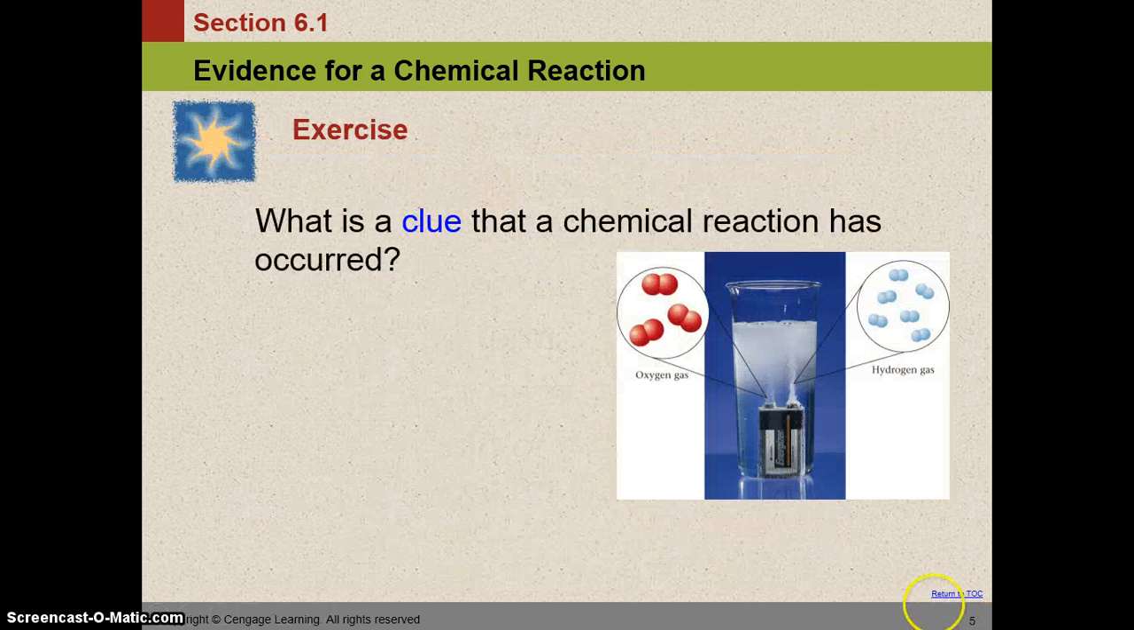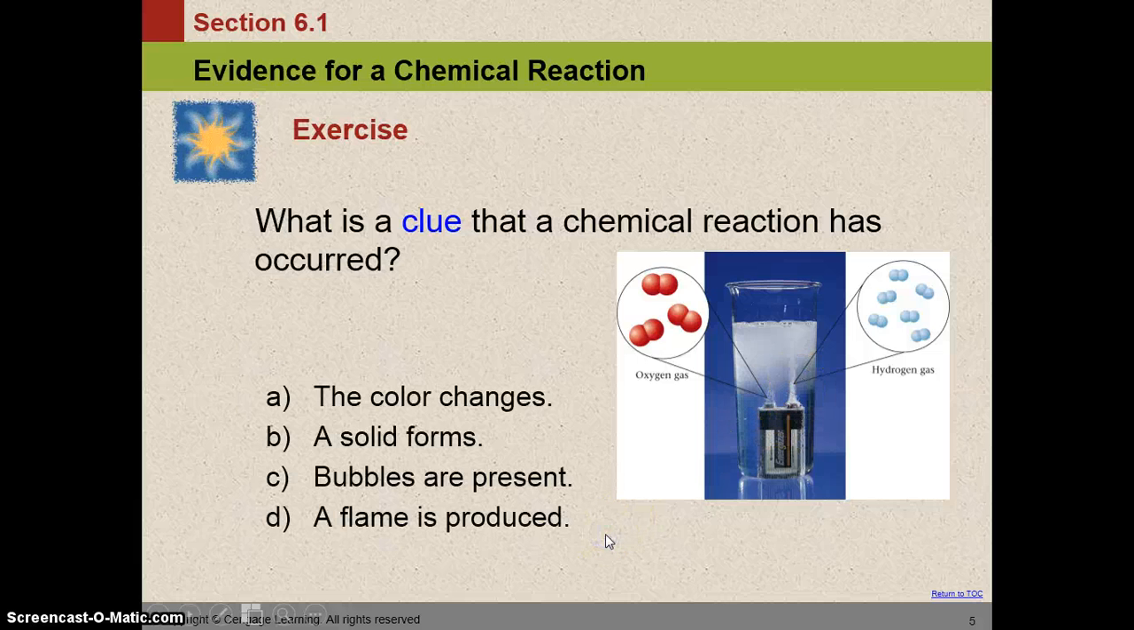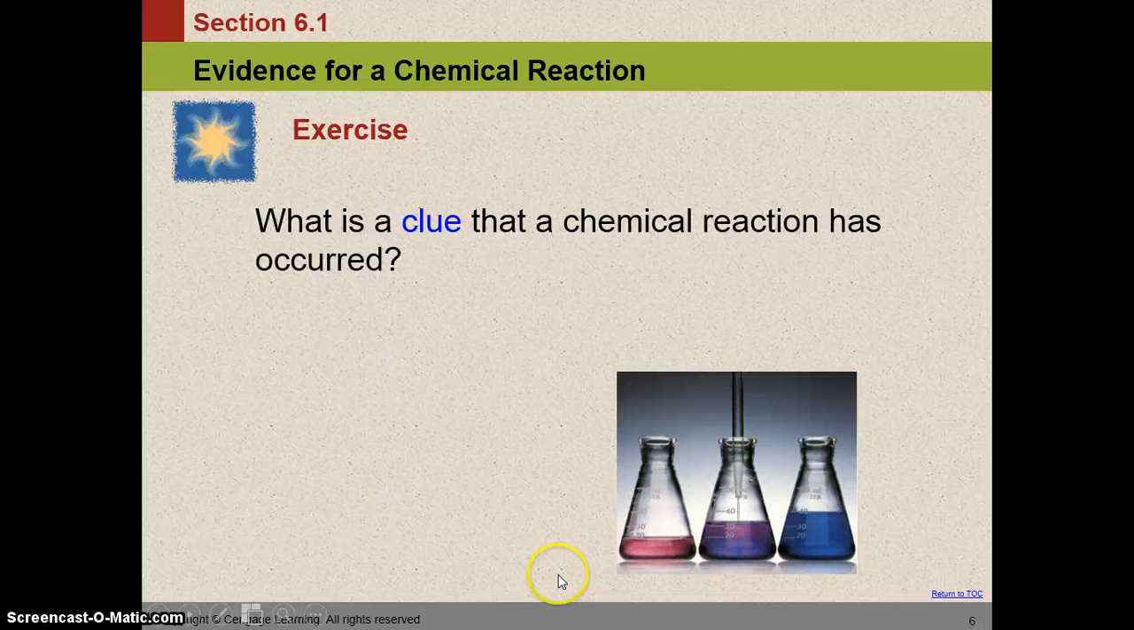So let's look at an example. What is a clue that a chemical reaction has occurred? And if you notice this battery put here in the water, we end up with bubbles. That's showing bubbles or production of a gas. So that's water actually being turned into oxygen and hydrogen gas.